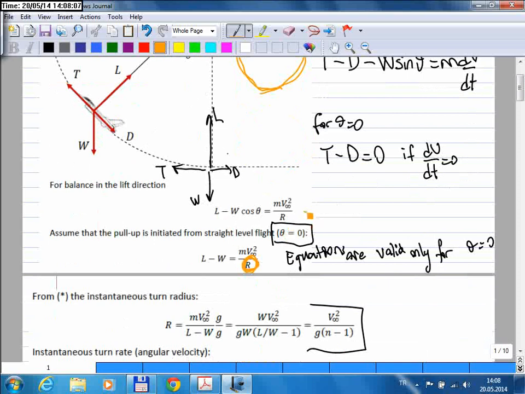For example, the lift should be changed as follows. It should be changed as W times cosine theta plus mv squared over r. So as theta changes, the pilot has to change the lift. So the lift has to be changed continuously throughout the maneuver. And as I just wrote here, it is really difficult to perform a sustained pull-up maneuver.